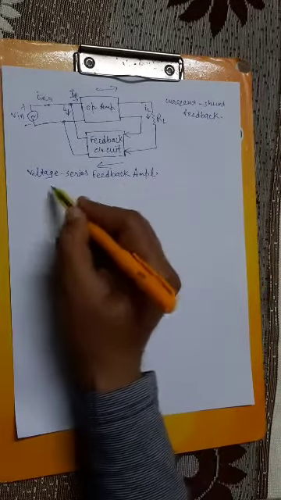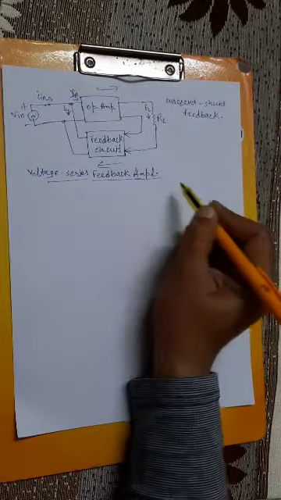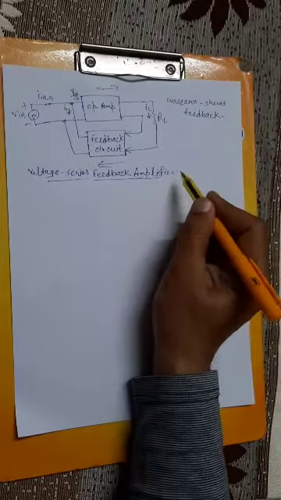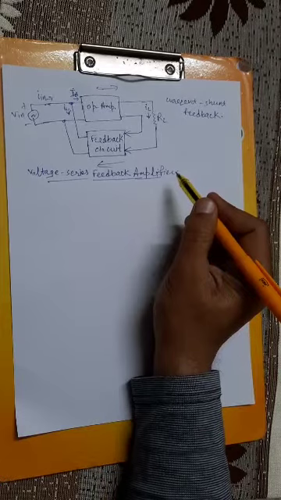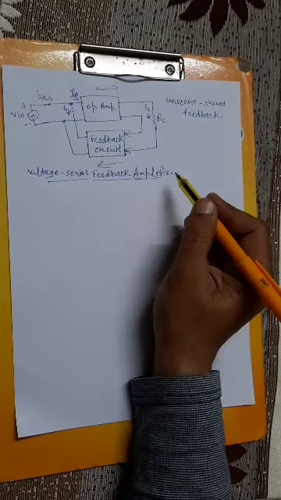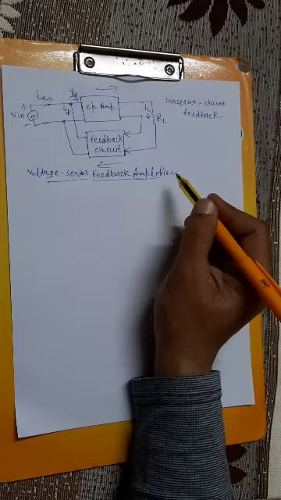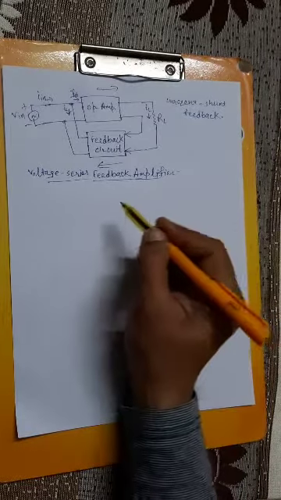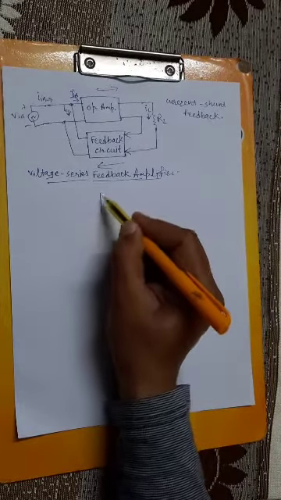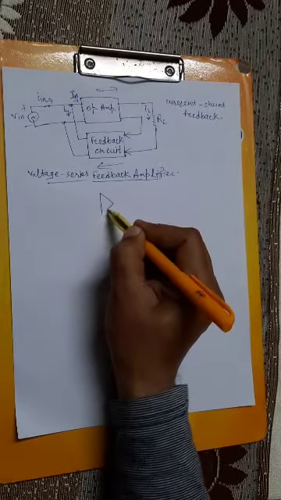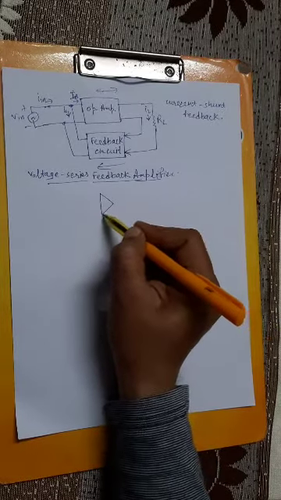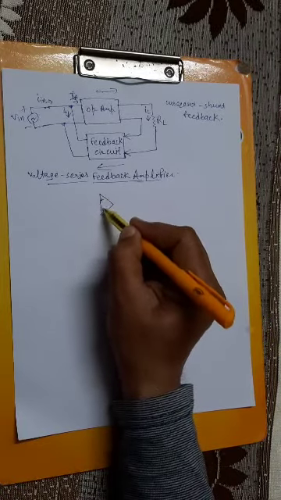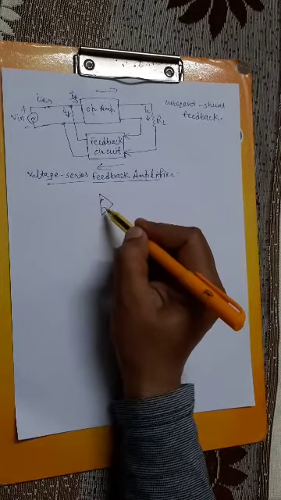Voltage series feedback amplifier. Okay, here we draw a typical circuit of a feedback amplifier, a closed loop amplifier, with the op amp symbol, non-inverting and inverting terminals.